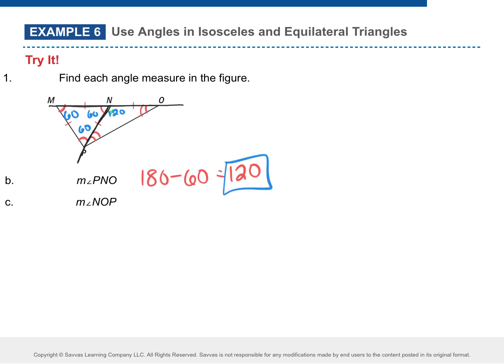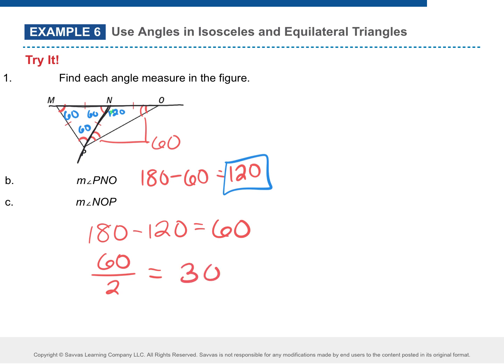Now part B, we want to find measure of angle NOP. Ideas. How'd you get that? What do we know about all angles in a triangle? They add up to 180. So let's start there. Let's take 180 minus 120. What is that? 60. So we know these two angles together equal 60. So you divide by 2, because we know they're the same. So take 60 divided by 2, which is 30. That's part B.